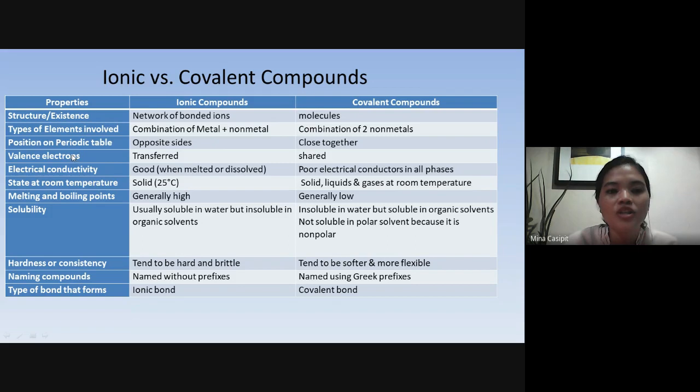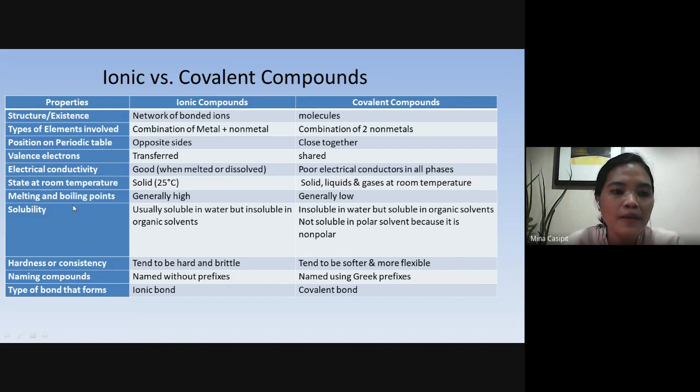So valence electron transferred, meaning to say, yung isang element nawawala ng electron, may isang element naman na nakakatanggap ng electron. On the other hand, for covalent compound, they are sharing the valence electron. Next property, we have electrical conductivity. Kung good conductor ba ito ng electricity or not. So for ionic, we have good when melted or dissolved. So mga good conductors sila. For covalent naman, on the other hand, poor electrical conductors in all phases.